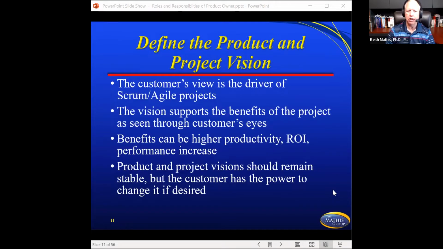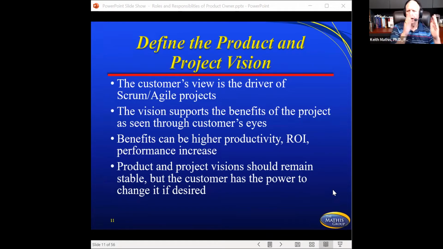Also, defining the product and the project vision. We've talked about this several months ago, but the customer's view is the driver of the Scrum or the Agile project. In other words, it starts with the scope, the way the customer sees it. And that scope is changing. That's the reason why they're using this, is that the scope is not set. It's a moving target, new priorities, different priorities. And so the customer is always able to make that adjustment. That's why you're doing Agile and Scrum.